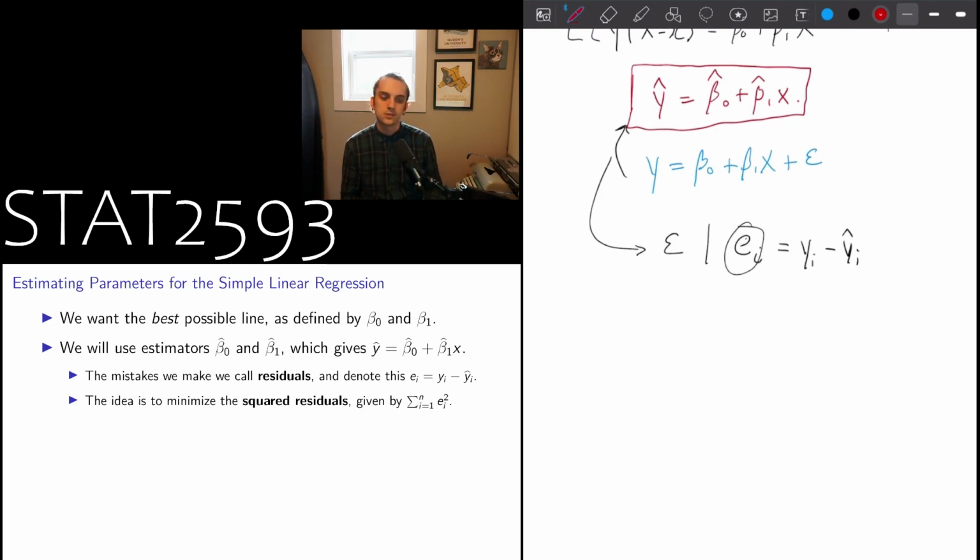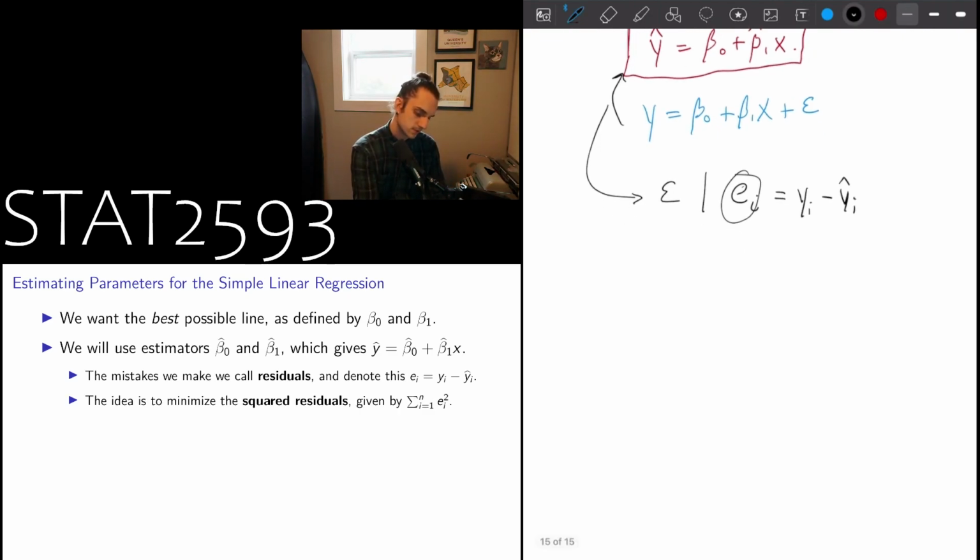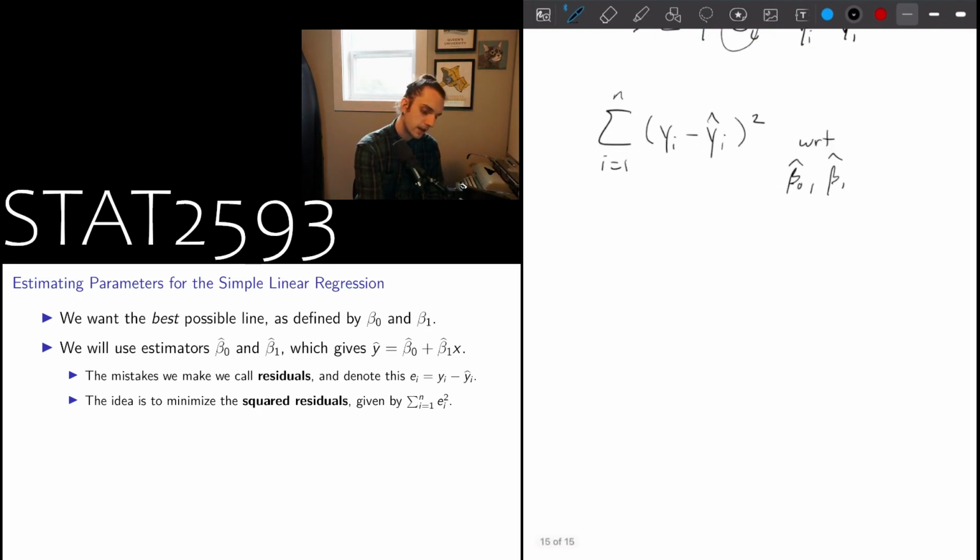So because of that, just minimizing the residuals isn't enough. And instead what we're going to do is look at the squared residuals. So we're going to take the sum from i equals 1 to n of (y_i minus y_i hat) squared, and we're going to try to minimize this. In particular, we're going to minimize this with respect to beta 0 hat and beta 1 hat, right? And if you think back to your calculus class, the way that we typically go about minimizing these types of things is by taking derivatives and setting those equal to 0, right?